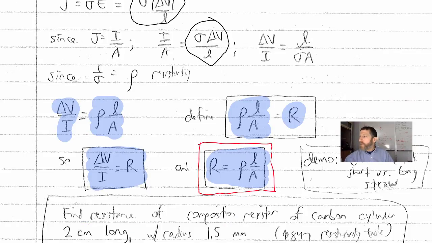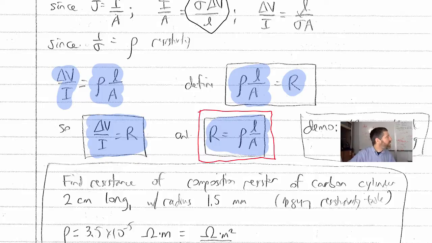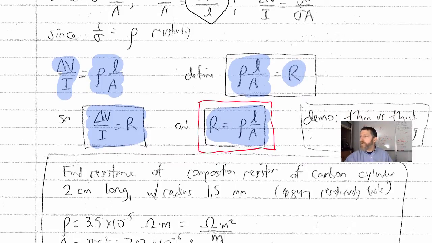So here's an example right here. Find the resistance of a composition resistor of carbon. It's a carbon cylinder. It's 2 centimeters long, and the radius is 1.5 millimeters. Now you need the resistivity table, which is in your textbook for this.